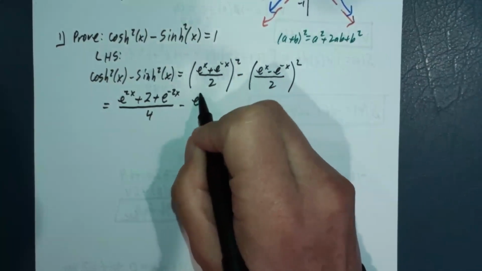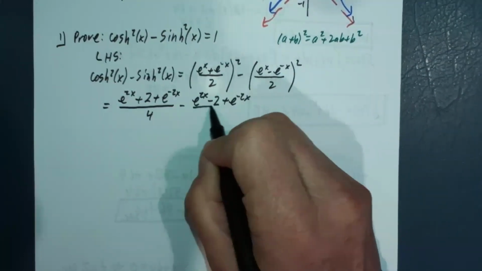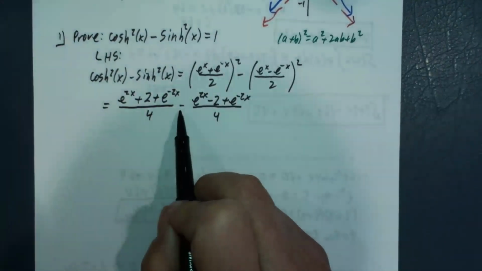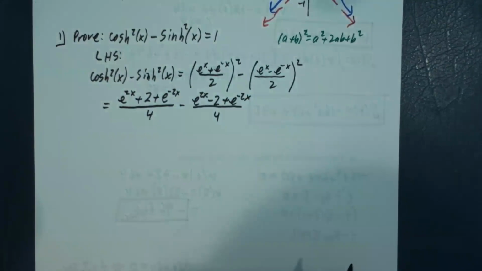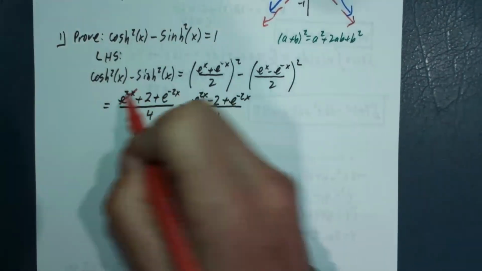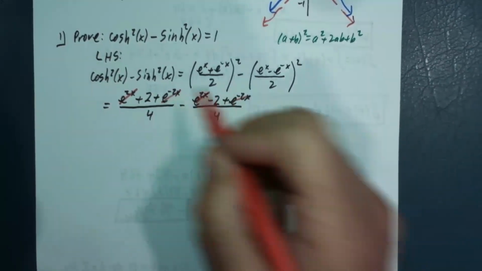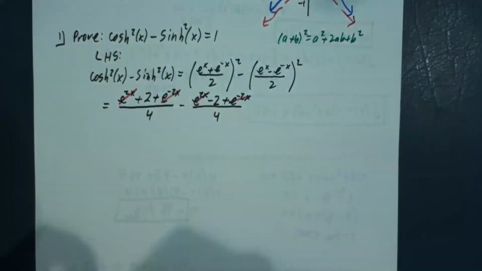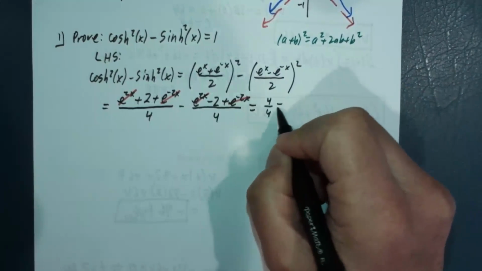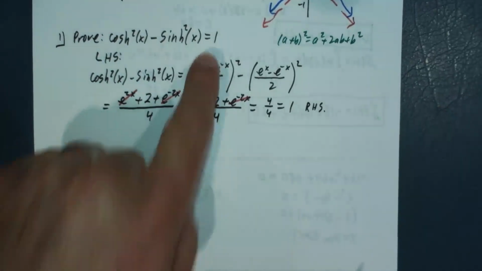Same up here. And you can see, I'm going to have to distribute a negative here. But you can see what's going to happen is e to the 2x minus e to the 2x are gone. Also, e to the negative 2x minus e to the negative 2x are also gone. And remember, when I distribute that negative, that becomes a plus 2. So this whole thing becomes 2 plus 2, which is 4, over 4, which is 1, which is the right-hand side. So we have proven that there.